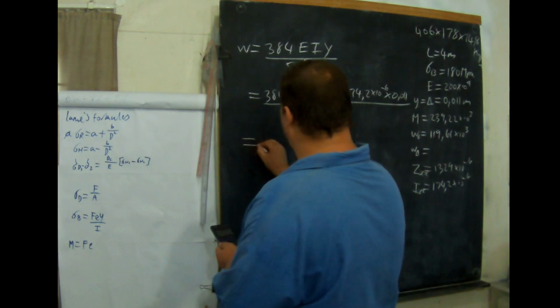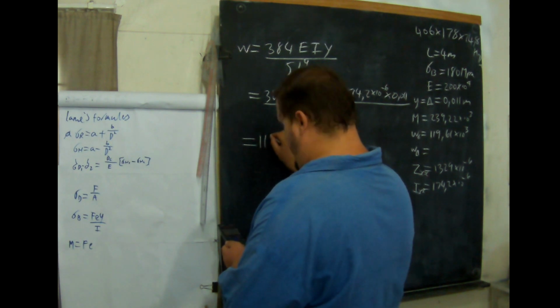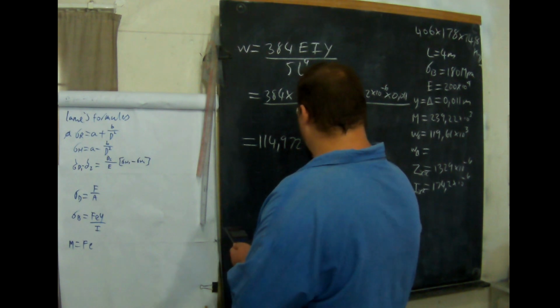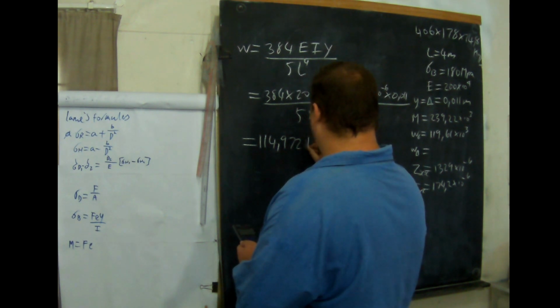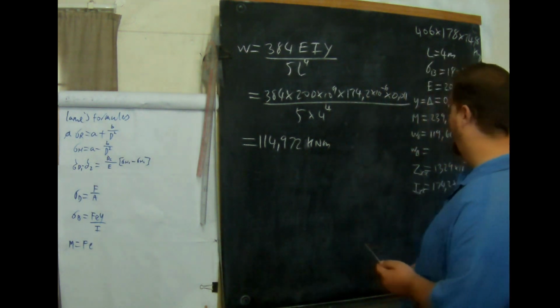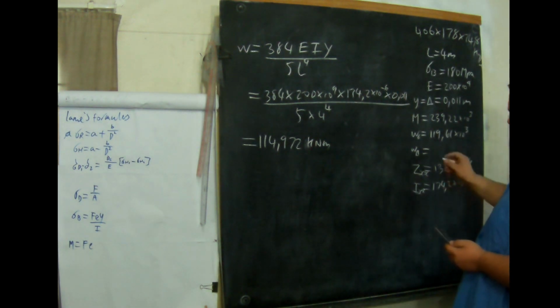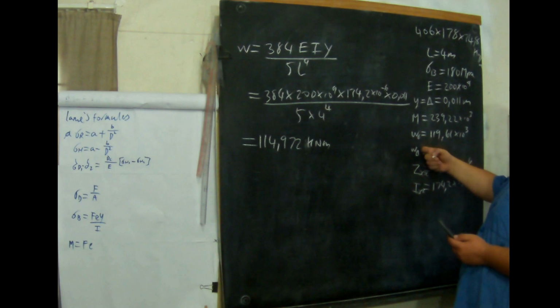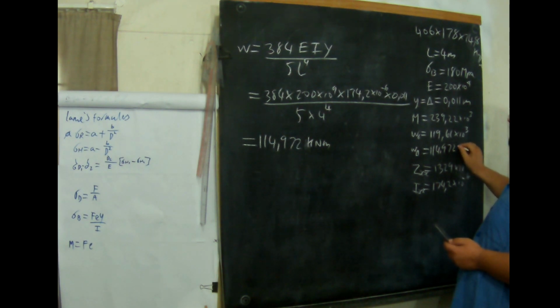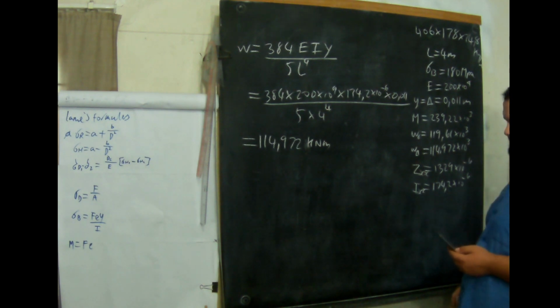Equals 114,972 kilonewton meters. Okay, so that is our weight considered with deflection only. So 114,972 times 10 to the 3.